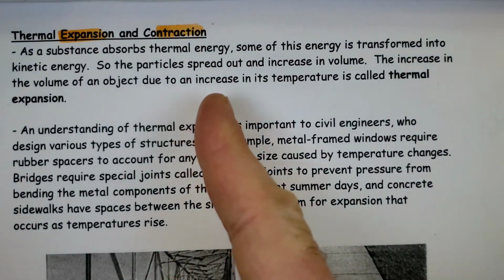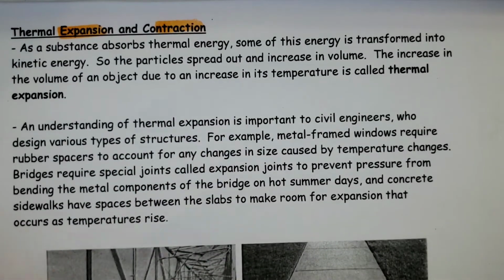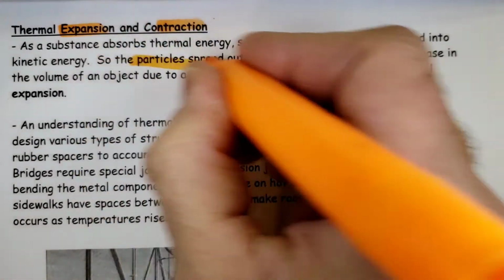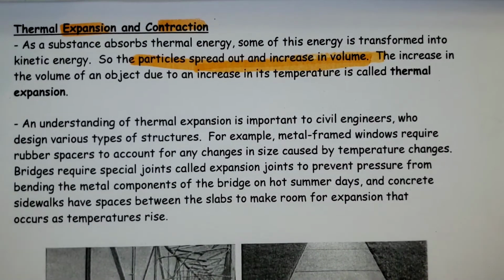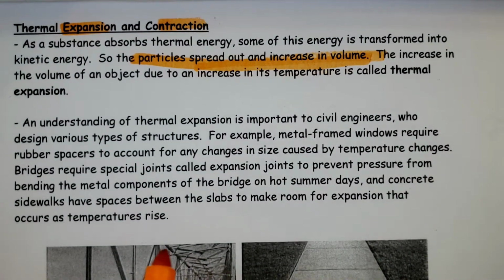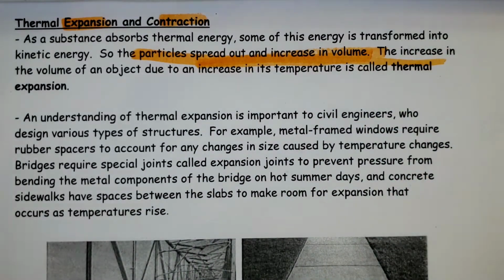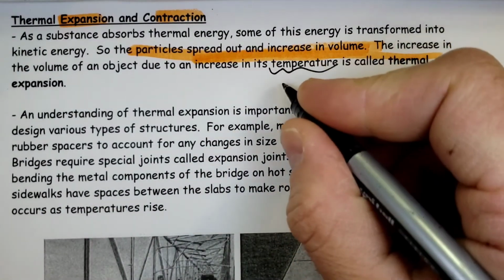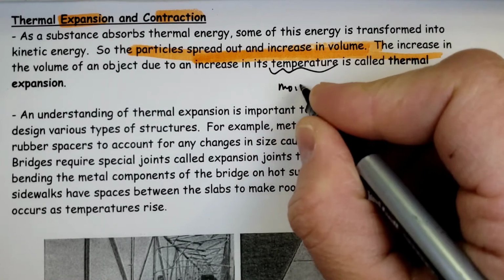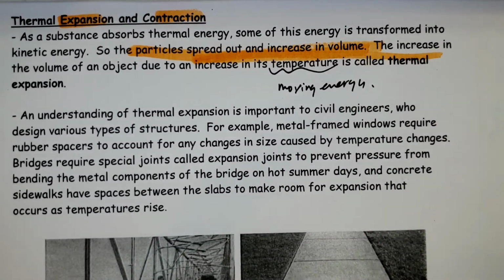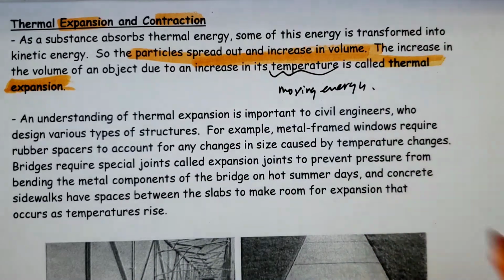So as substances absorb energy, some of the energy is transformed into kinetic energy, so moving energy. And if they're moving faster, what's going to happen is that they're going to spread out and increase the amount of space that they take up. The increase in the volume of an object due to an increase in temperature, and of course, increase in temperature means moving energy. That is called expansion due to thermal reasons, so it's thermal expansion.